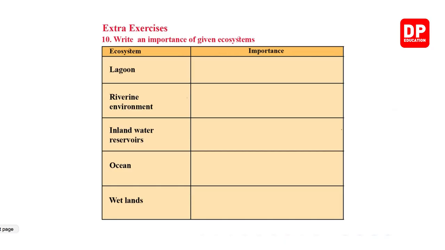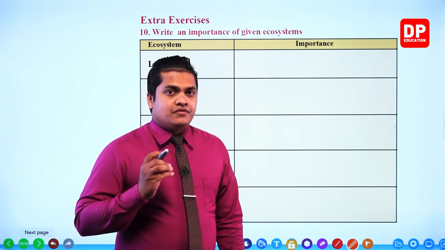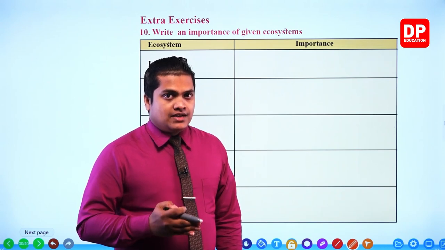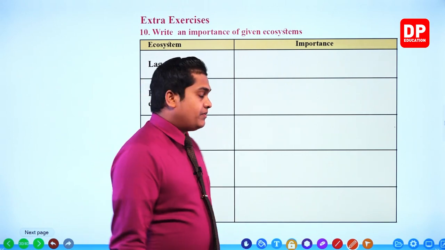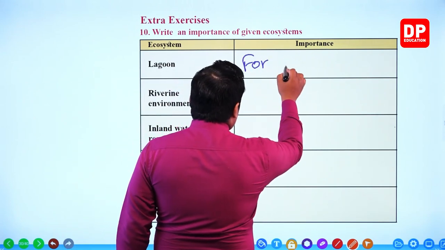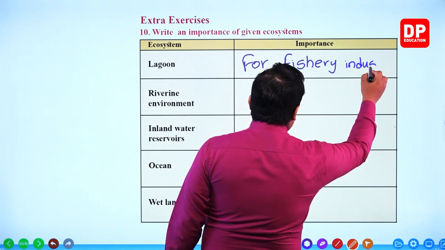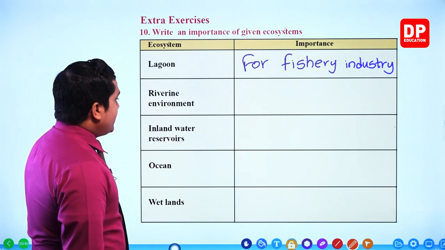Question number 10: write an importance of the given ecosystems once more. Lagoon, riverine environment, inland water reservoirs, ocean and wetlands. We'll write down the importance of these as well. First one, lagoon. Lagoons contain different kinds of organisms like prawns, crabs and mangrove plants. Lagoons attract tourists, and also help the fishery industry. So we can mention: for fishery industry.